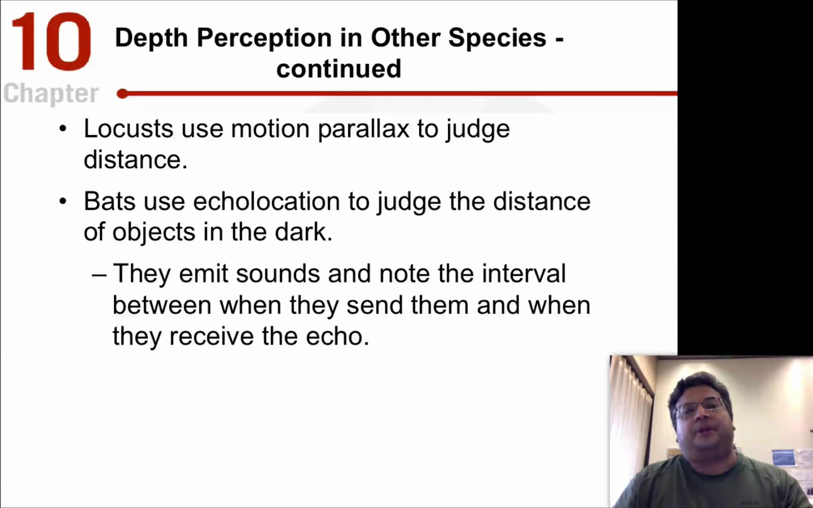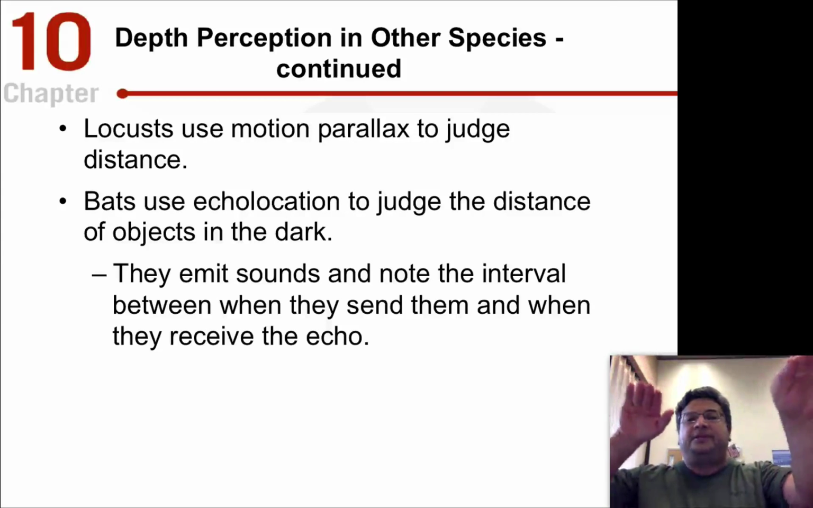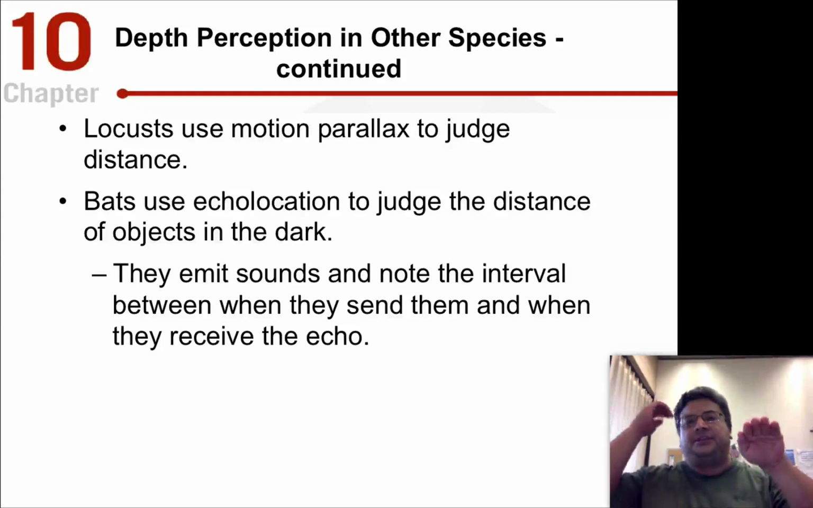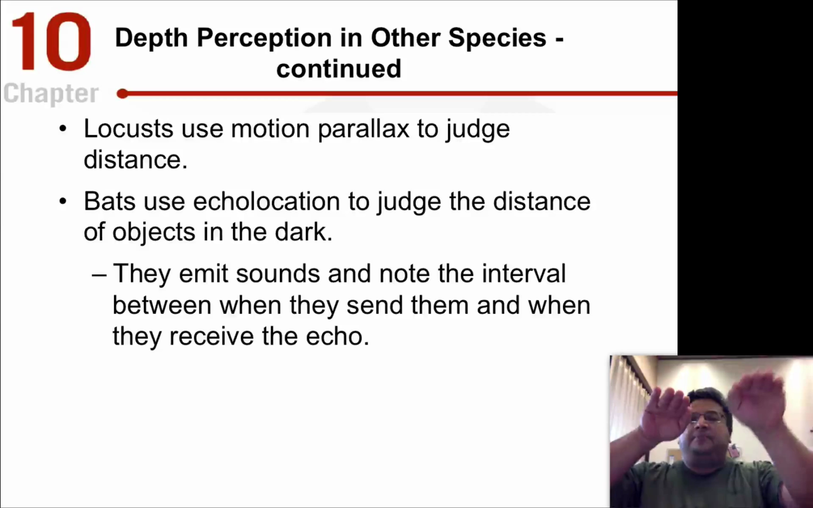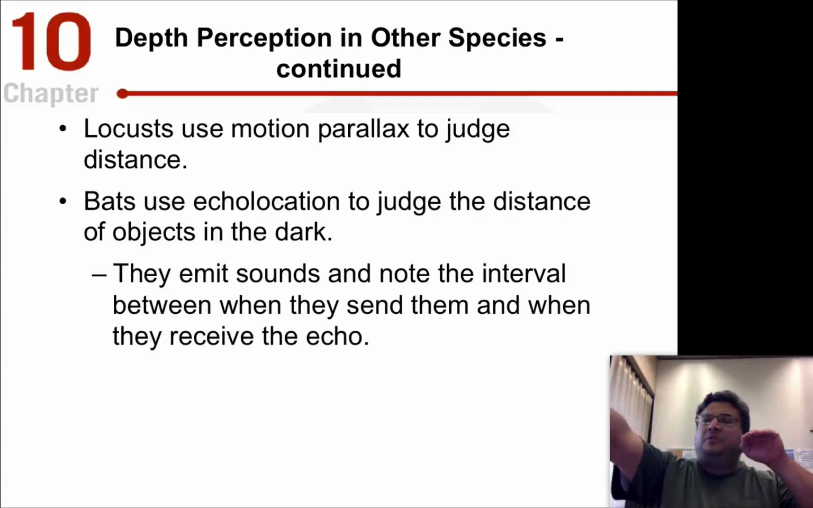Locusts use motion parallax to judge distance. So as they're flying through space, they use the relative movements of things to judge how far away things are. So things that are moving rapidly past them are close, and things that are moving not too rapidly past them are far away.